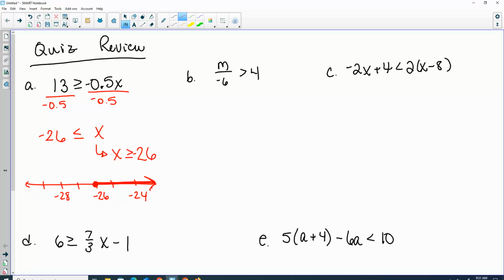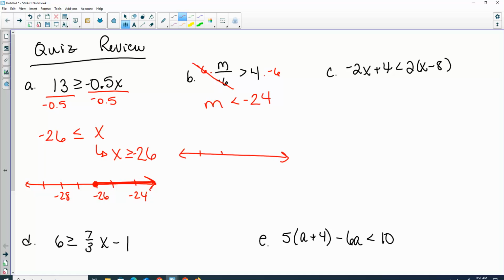B, what would I have to do? It's m divided by negative 6. The opposite of dividing by negative 6 is multiplying, so I have to multiply by negative 6 on each side. Let's cancel. Because I multiplied by a negative, my inequality flips. So m is less than negative 24.